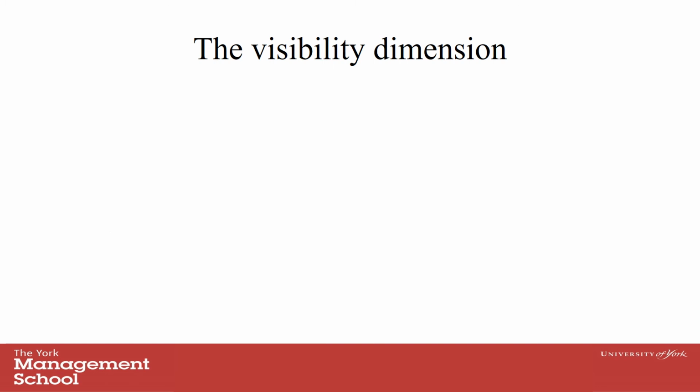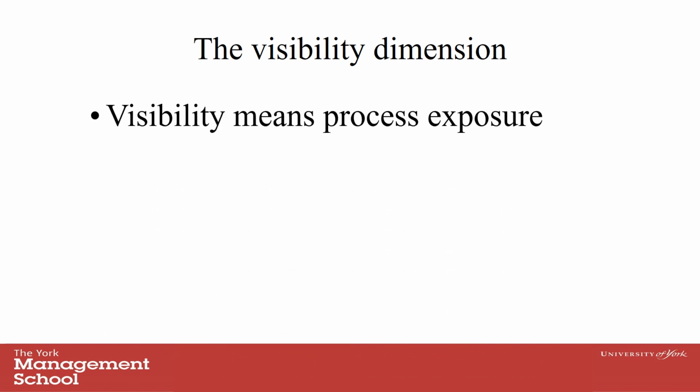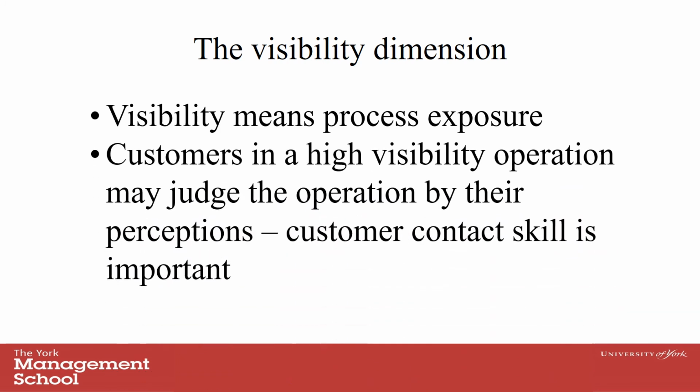And the visibility demand dimension. Visibility means how much of the process can you see, is it hidden from you, or is the process public? It may well be you cannot see what's happening inside the factory, but there may be other reports and elements that tell you what is going on inside. Customers in a high visibility operation can actually see what's happening, for instance in restaurants where the kitchens are open, and in this case it's very important that people who deal with the customers can speak to them, can clearly understand them, and have good contact skills.